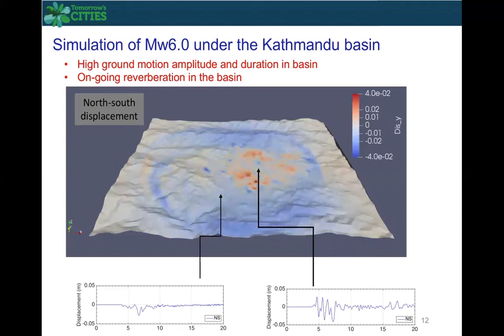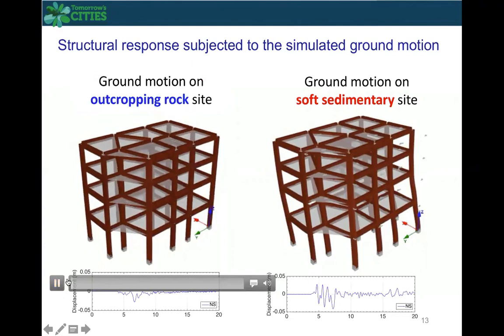This example illustrates the capability of the physics-based simulation in honoring the site-specific characteristics in between different sites, which will have significant differences and implications in terms of the estimated damage and loss and risk measures. If we apply these two ground motions to an archetypical concrete structure, we can see the differences in terms of engineering response.